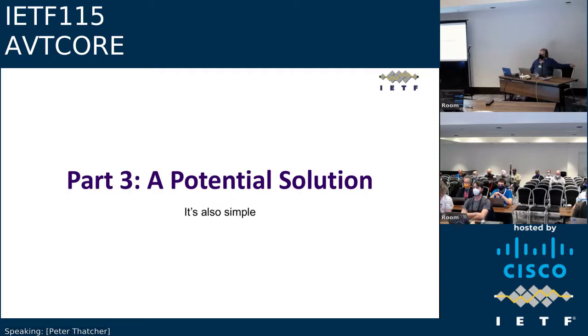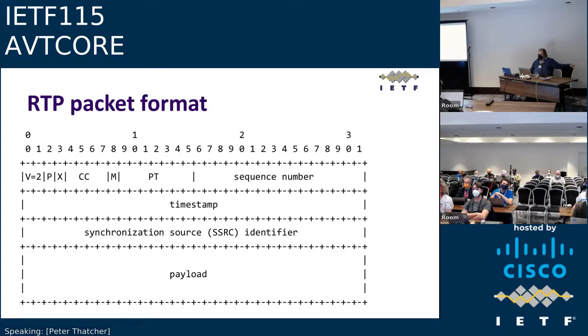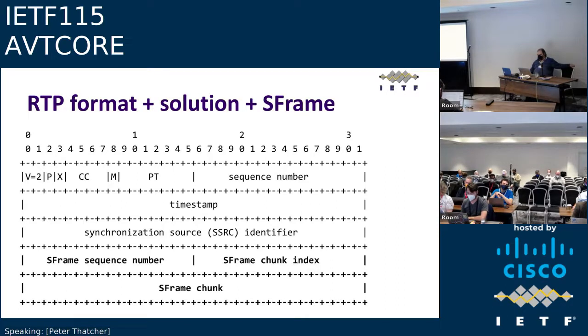So here's a potential solution. It's pretty simple. Next slide. This is the RTP packet format. Everyone knows what it is, but look at the payload part below. Next slide. The proposed solution is to add a payload that has an S-frame sequence number, an S-frame chunk index, and then an S-frame chunk. I'll give an example in the next slide, but you might think this looks a little bit like RTX, where there's another sequence number. In RTX's case, it's the original sequence number, which is reused. And in this case, we're reusing the S-frame's sequence number, but we'll do it multiple times, one for each chunk. So next slide, I'll give an example.